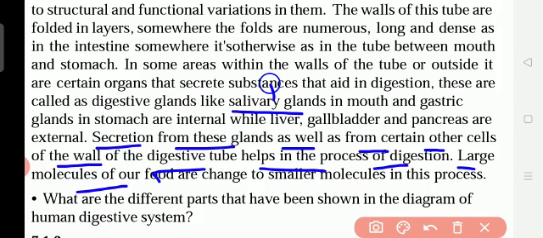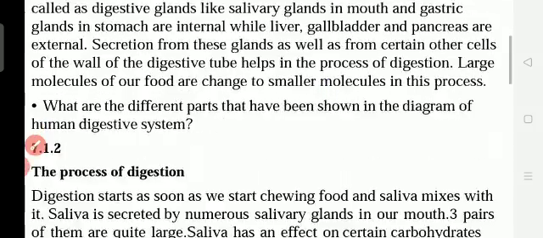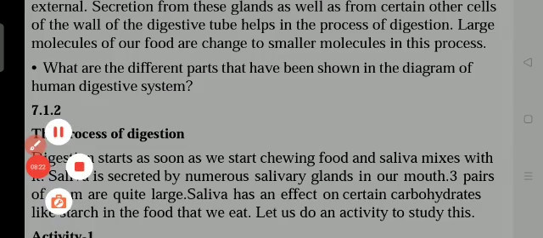For example, salivary glands in the mouth release which enzyme? Amylase enzyme. Just write it in the textbook alongside. Gastric glands in the stomach, what will they release? HCl, hydrochloric acid, and also some enzymes. The names are not given, just some enzymes.